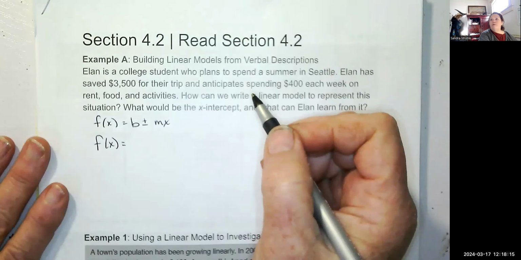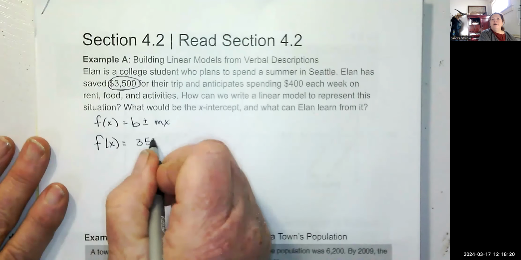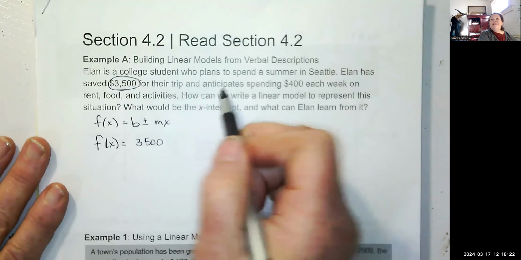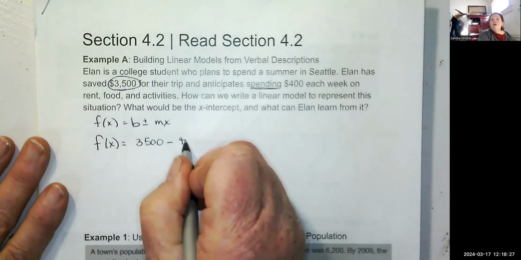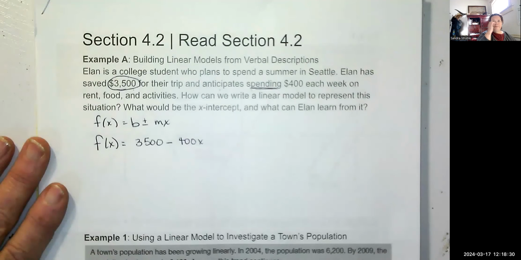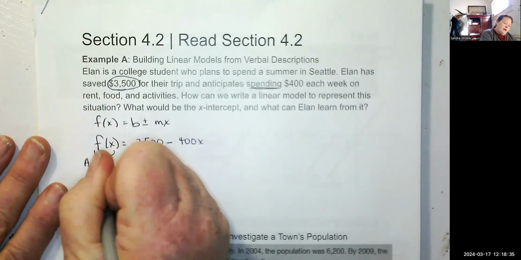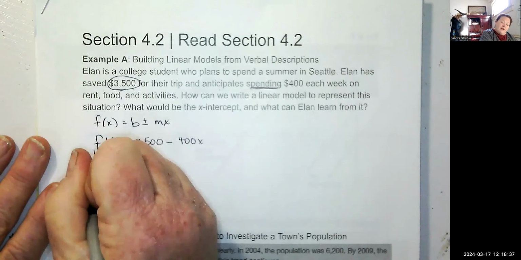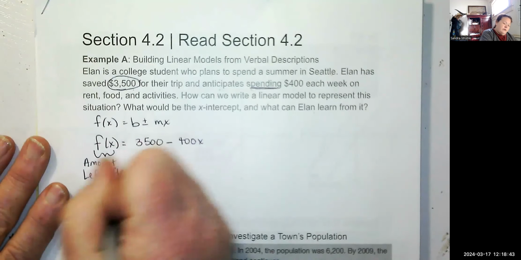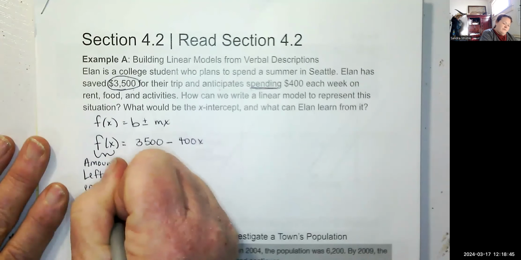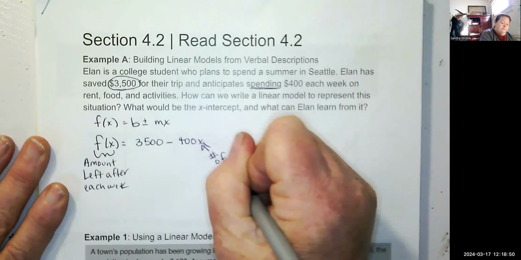How much is Elin starting off with? They're starting off with $3,500. So that is the initial value. From that, they're taking a trip and spending, since they're spending, they're subtracting from that $3,500, $400 each week. So what you need to understand is this: the amount of money available or left over after each week. And then x is the number of weeks.